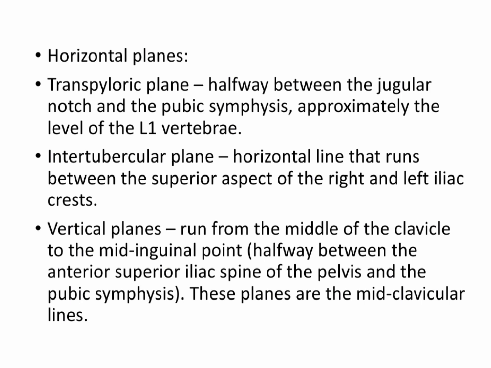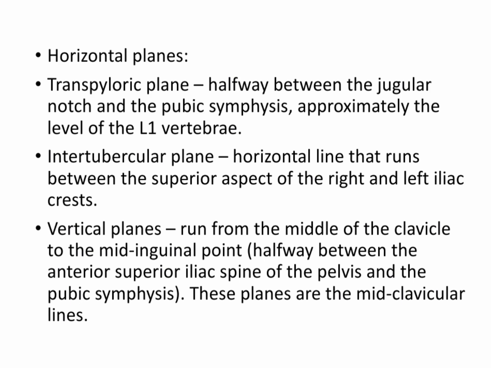Looking at the horizontal planes, first we will take the transpyloric plane. It is found halfway between the jugular notch and the pubic symphysis, approximately at the level of the L1 vertebra. Then we have the intertubercular plane, which is a horizontal line that runs between the superior aspects of the right and left iliac crest.